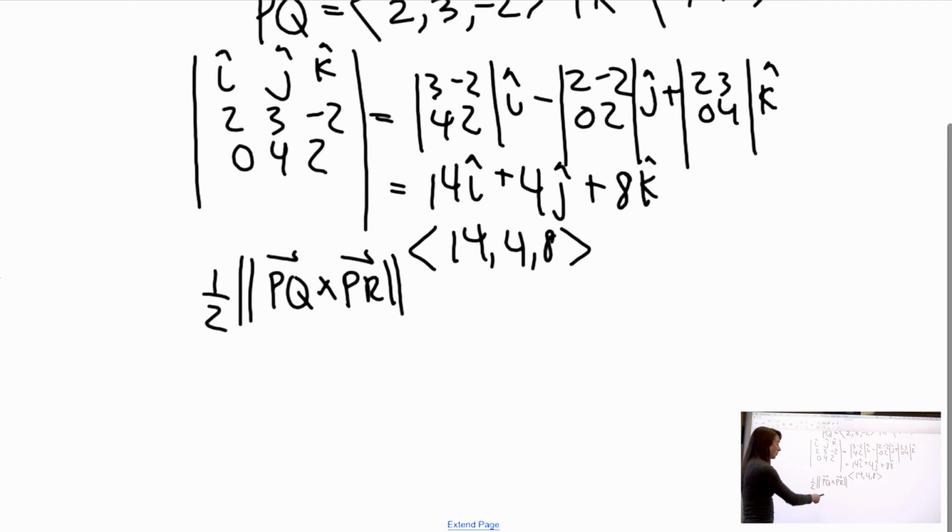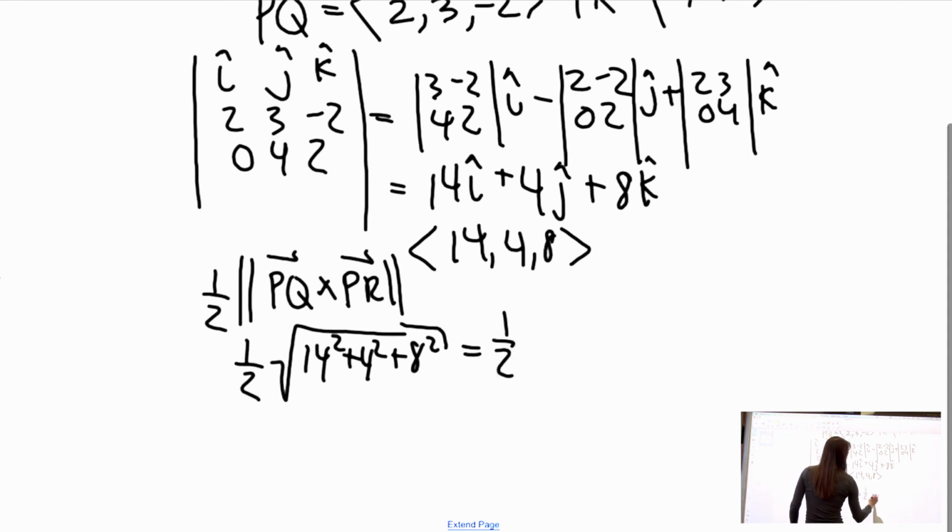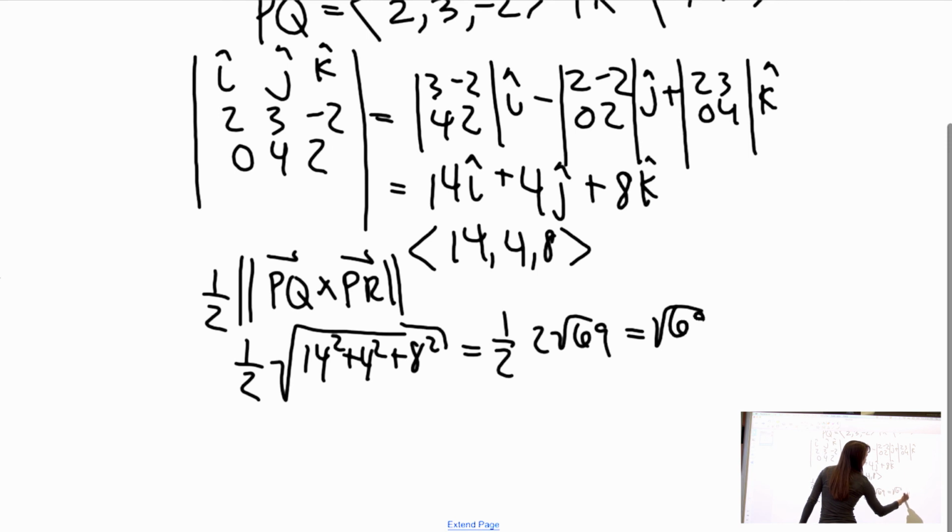So the magnitude of this cross product is going to be 1/2 square root of the sum of the squares. So we have 14 squared plus 4 squared plus 8 squared, which is going to be equal to 1/2 times 2 root 69, which is just the square root of 69. And that will be the area of the triangle.